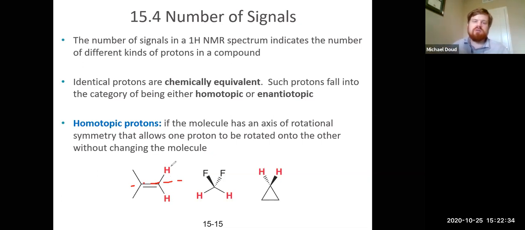And we can see there's no cis or trans or E or Z difference here because you just rotate one onto the other. There's that symmetry. Here, these homotopic protons, you just rotate the molecule. Once again, they're on top of one another. And then down here, same thing. There's a plane of symmetry or a rotational axis of symmetry here. You rotate it, and then all of a sudden, it's right back onto the other one. So these are homotopic, and homotopic means they're going to have the same chemical shift. They're going to show the same signal.